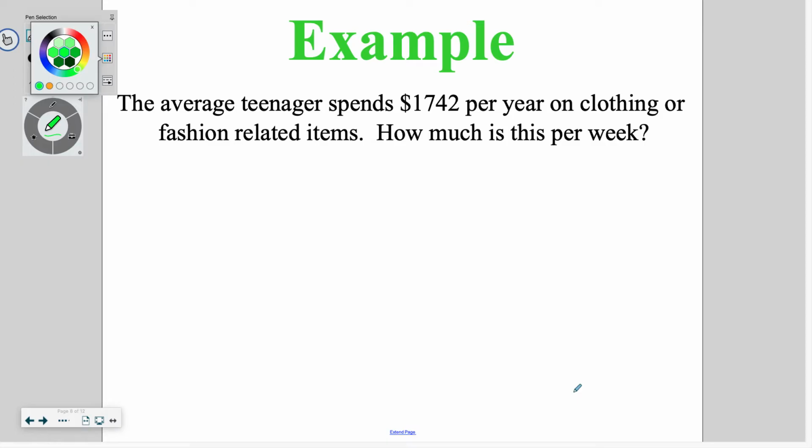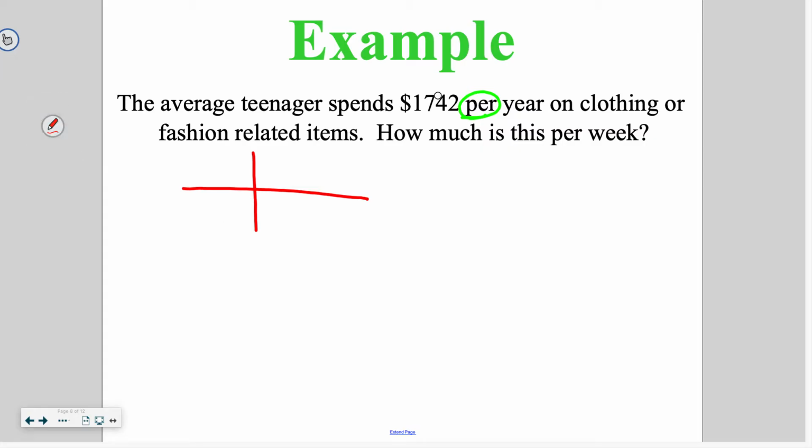The next thing we're going to look at is when we've got more than one unit and we are trying to convert. So it says the average teenager spends about $1,742 per year on clothing or fashion-related items. How much is this per week? So when we've got this word per in here, that's going to indicate to you that when you're setting up your problem, there's going to be something on the top and something on the bottom. Whatever goes on top comes before the word per. So in this case, $1,742. What comes after, 1 year, goes on the bottom.